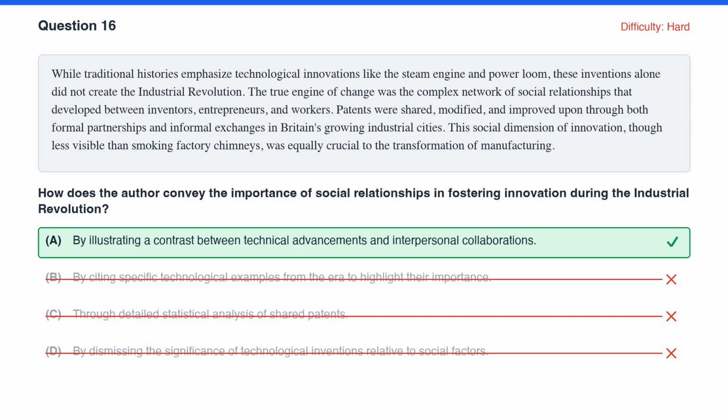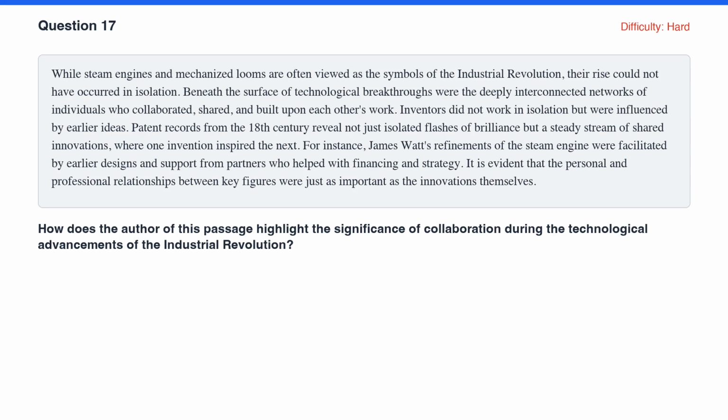power loom, then pivots to argue that the real engine of change was the network of social relationships among inventors, entrepreneurs, and workers. That juxtaposition between visible technical advances and less visible interpersonal collaboration is exactly the contrast described in A.